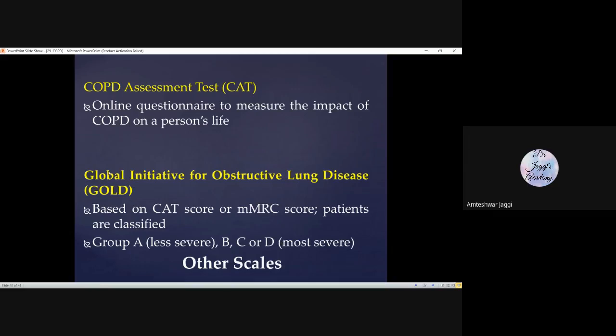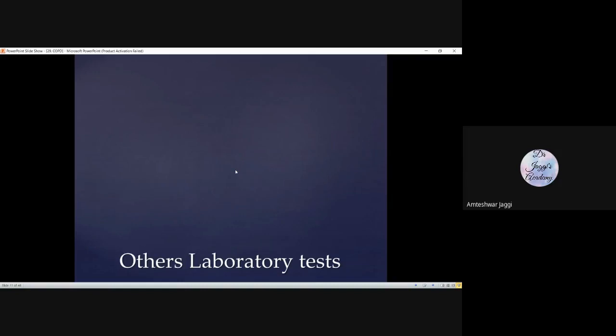But ultimately, you have to remember to whom this GOLD is associated. So you have to remember GOLD is associated with COPD. That is most important to remember about the scales. Now there are some other tests also apart from spirometry. You can do pulse oximetry. I think everybody knows this thing nowadays, pulse oximetry.